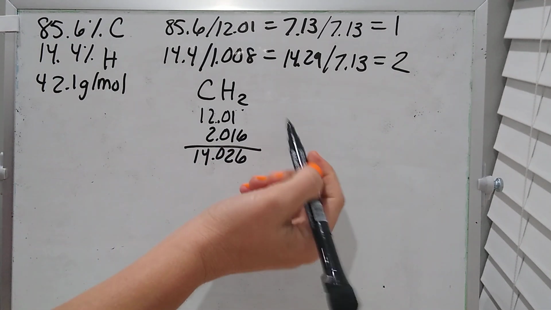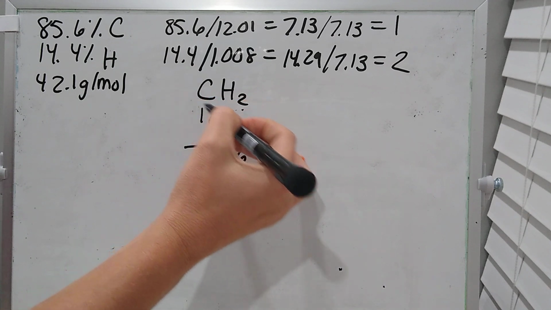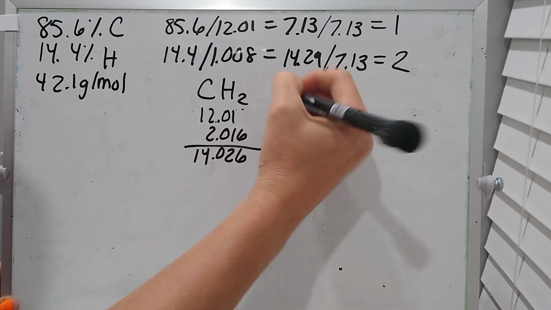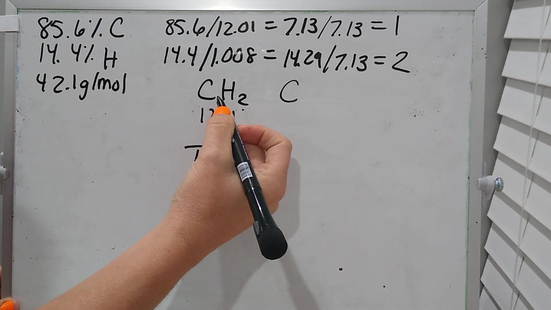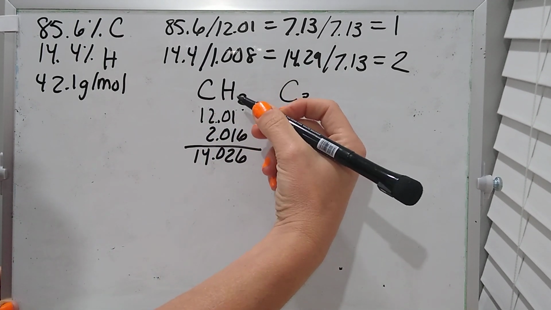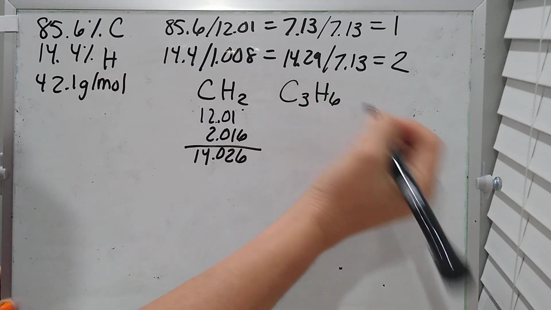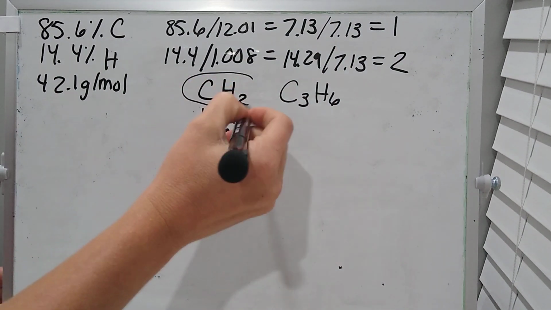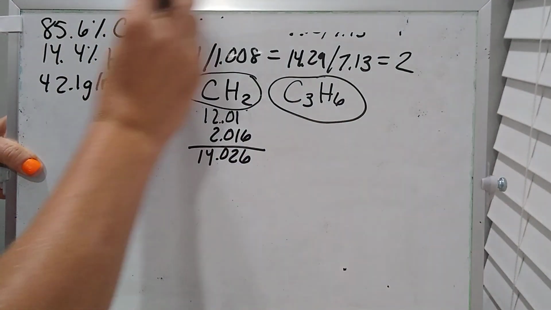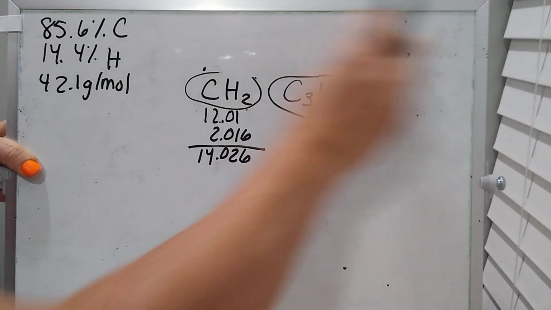So what I need to do is multiply my entire formula by 3. That means for carbon, because there's an understood 1 for the subscript, 1 times 3 is 3. Hydrogen, you have 2, so 2 times 3 is 6. So you've got your empirical formula and your molecular formula. Okay, now let's go ahead and do it my way.